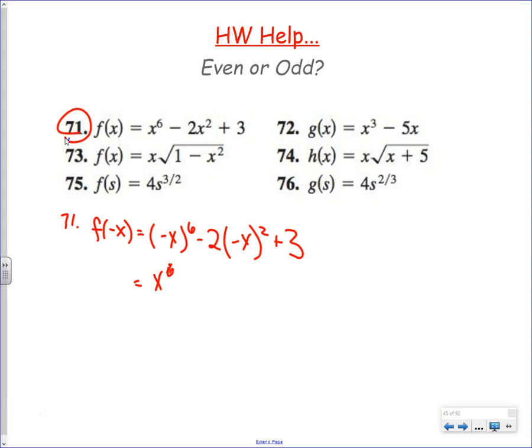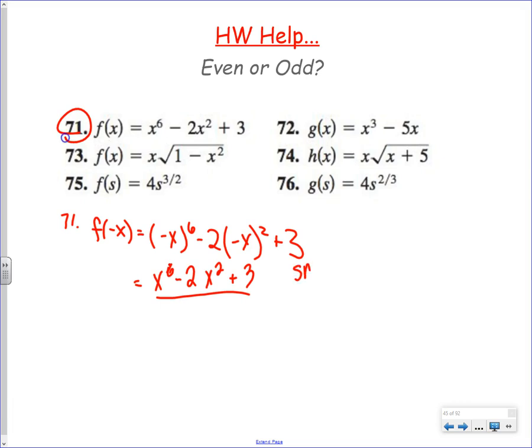How about the next term? PEMDAS. Do the squared first. What do you get? A positive x squared times a negative 2. The negative 2 stays the same. This one turns into a positive x squared. And then what happens to the 3? Plus 3. I want you to compare what we have to the original. And what happened? It stayed exactly the same.